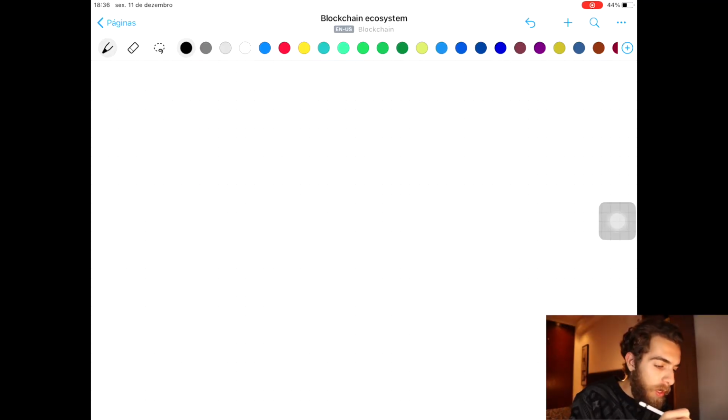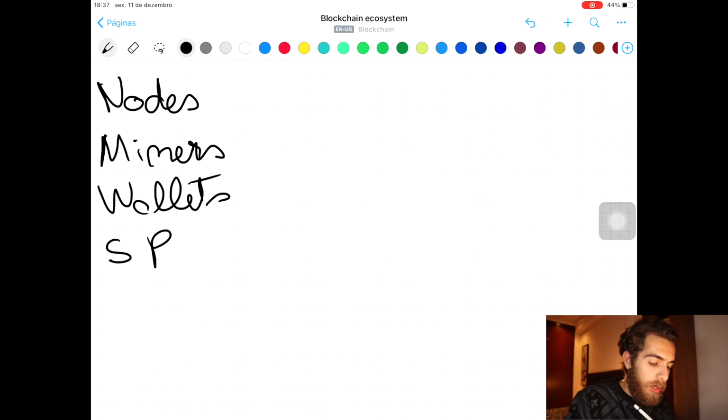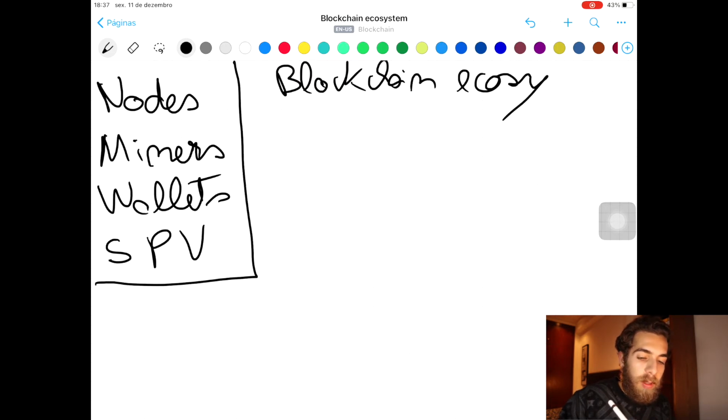Let's move into the notepad. So, let me write here what we are going to look at. We're going to look at nodes, miners, wallet, and SPV. And you are already familiar with the blockchain ecosystem.